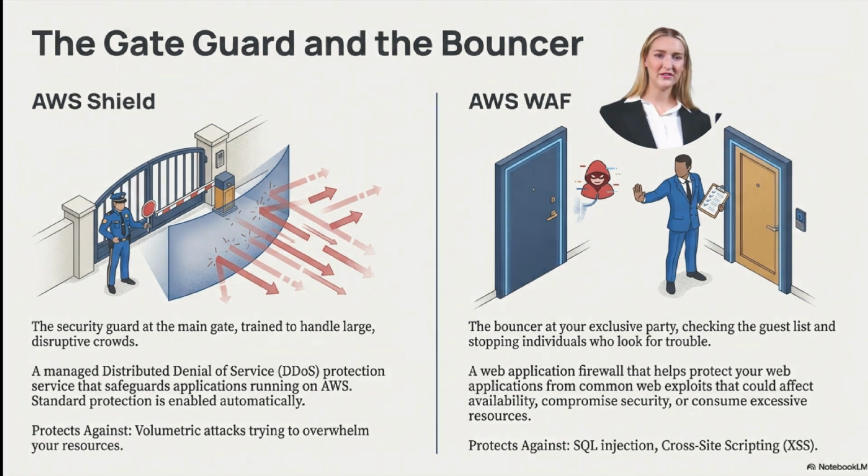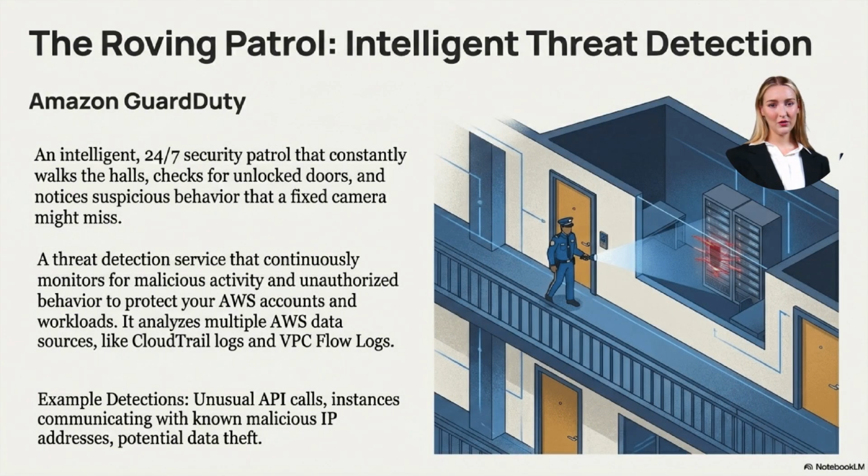Finally, we have Amazon GuardDuty, our roving patrol. GuardDuty is an intelligent 24/7 security patrol that constantly walks the halls, checks for unlocked doors, and notices suspicious behavior that a fixed camera might miss. This is a threat detection service that continuously monitors for malicious activity and unauthorized behavior to protect your AWS accounts and workloads. It is highly intelligent, analyzing multiple AWS data sources like CloudTrail logs and VPC flow logs. Examples of what it might detect include unusual API calls, instances communicating with known malicious IP addresses, or potential data theft.